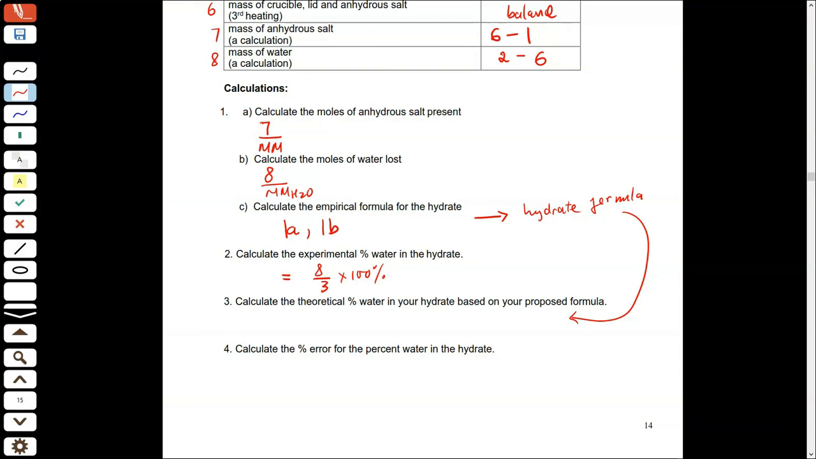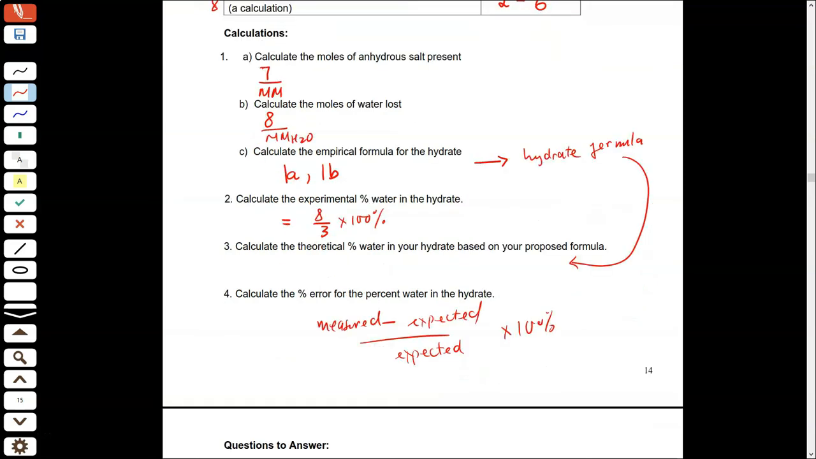The percent error of the percent water will be based on the measured value subtracted by the expected value, divided by the expected value, multiplied by 100%. In this case, the measured amount of water will be from question number 2, subtracted by the mass percent of water from the formula mass, which is from question number 3, and divided by the value from question number 3, multiplied by 100%.